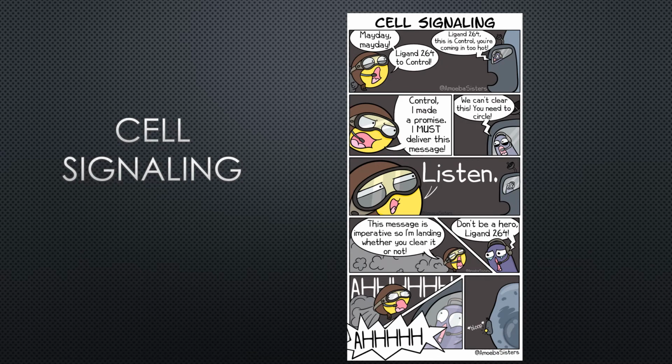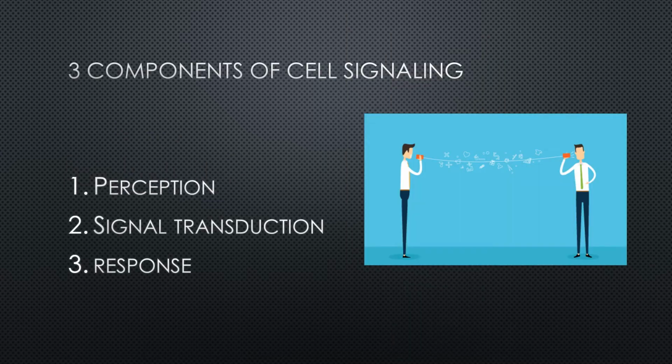Okay, so today we're going to be talking about cell signaling. We've talked about the membranes and all of the different proteins that are within those membranes. And so we want to talk about how cells can talk to one another. And there are three components of cell signaling.